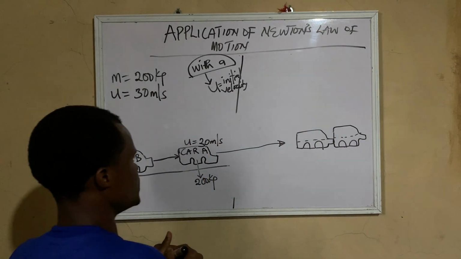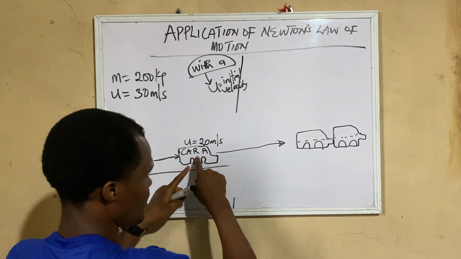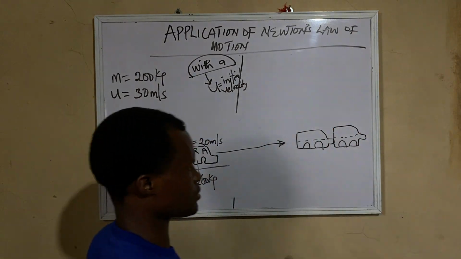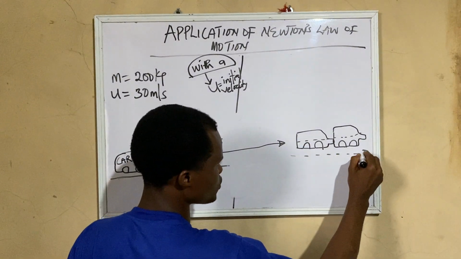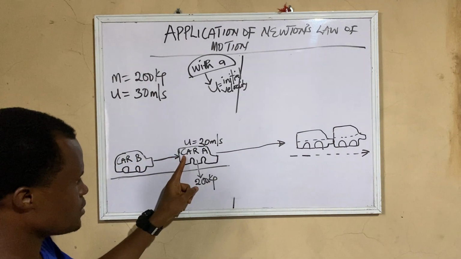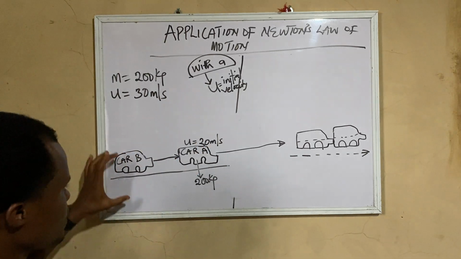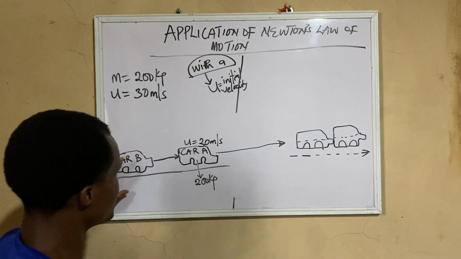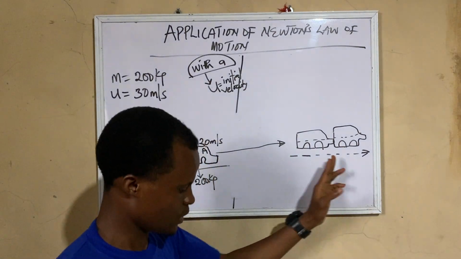Now, here is just a pictorial representation. This is car B, this is car A. There was a collision and both of them move in the same direction. So that is what the question is trying to tell us. Remember, this first car, which we're given, is 200 kilograms at an initial speed of 30 meters per second. Another car comes to hit car A suddenly, and both of them move in the same direction.